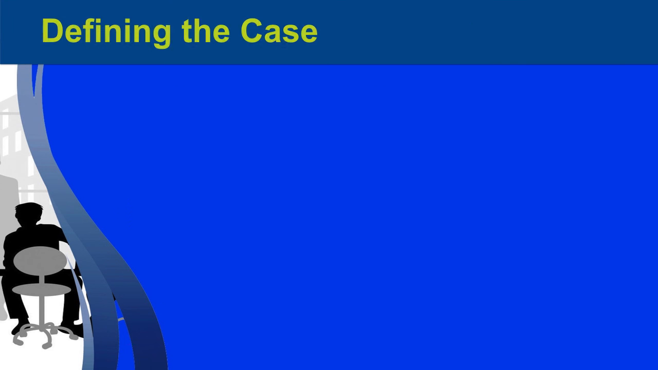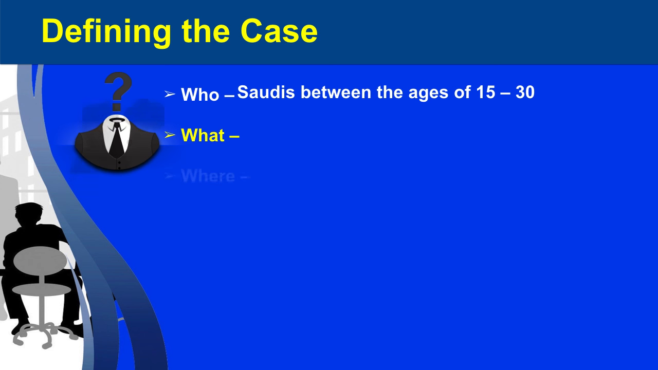Next thing to do is to define the case. We already know the case could be a person, it could be a place, it could be a thing, to figure out what's going on. Why is this happening? So here's an example of a case. First thing you need to define is the who. Here's an example. The who will be Saudis between the ages of 15 and 30.